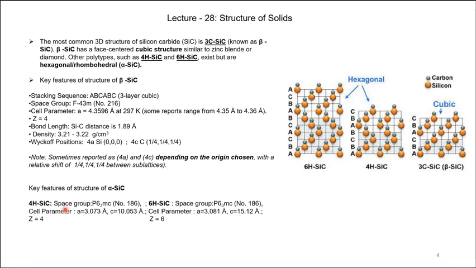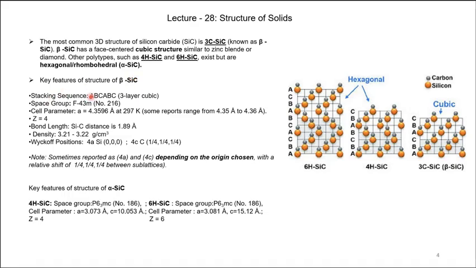silicon carbide. If we describe the key features in terms of the unit cell, silicon carbide has polymorphs, and this 3C silicon carbide is known as beta silicon carbide. Beta silicon carbide has a face-centered cubic structure, similar to zinc blende or diamond. Another polytype is alpha silicon carbide. Here we are giving you some of the structural features of beta silicon carbide.